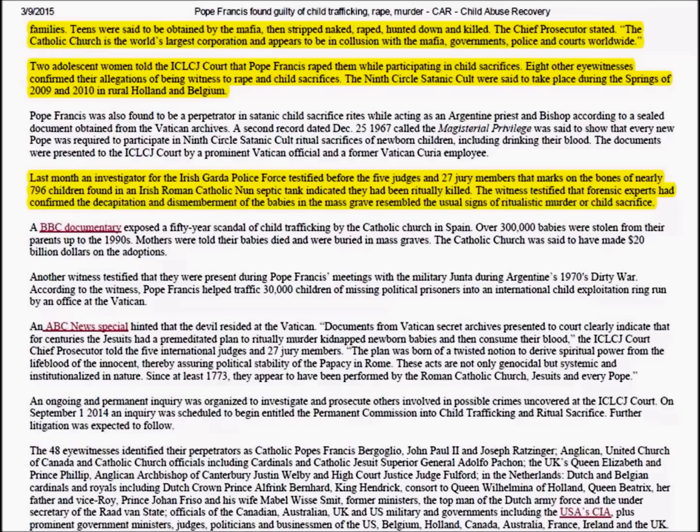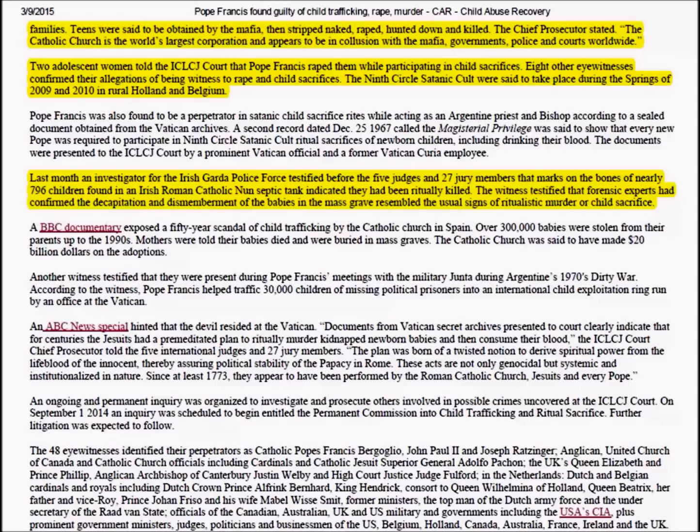The chief prosecutor said the Catholic Church is the world's largest corporation and appears to be in collusion with the mafia, governments, police, and courts worldwide. 2 adolescent women told the International Common Law Court of Justice that Pope Francis raped them while participating in child sacrifices. 8 other eyewitnesses confirmed their allegations of being witness to rape and child sacrifices. The Ninth Circle Satanic Cult was said to take place during the springs of 2009 and 10 in rural Holland and Belgium.